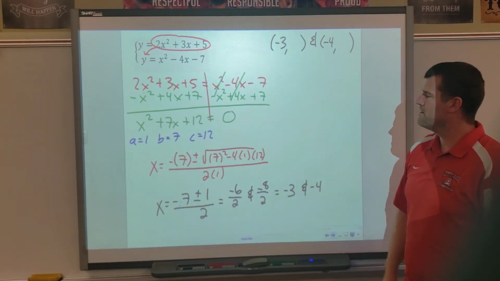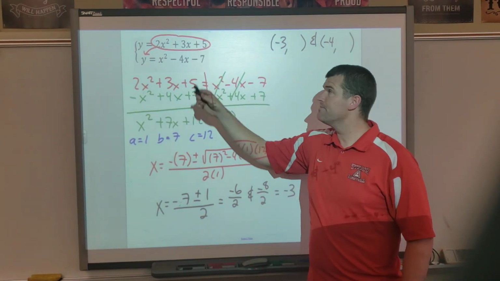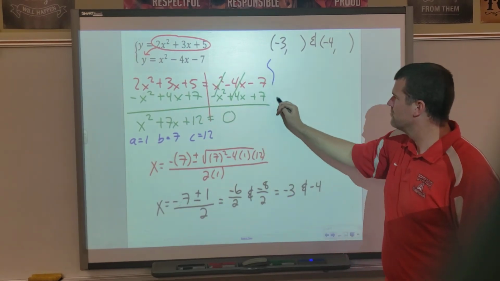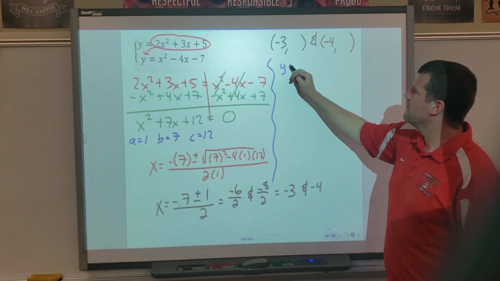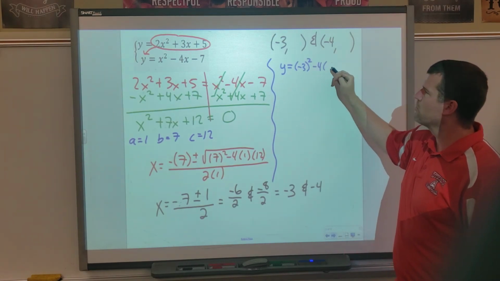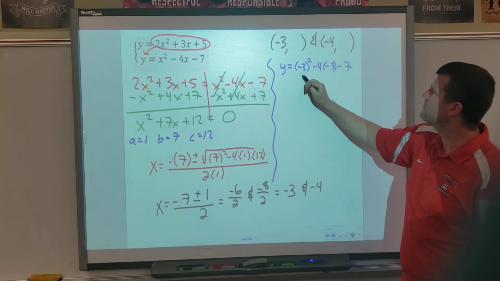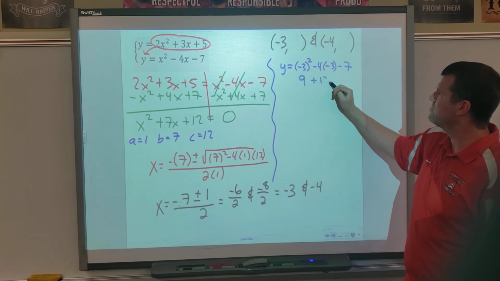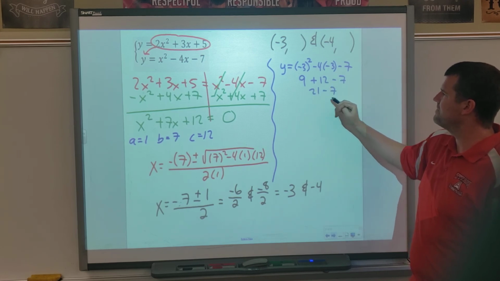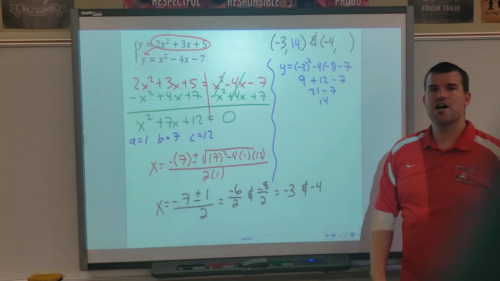We got to do some algebra here. We're going to plug in -3 into either equation. I'm going to go ahead and choose this second one. Looks a little bit more simple. So I'm going to do y equals -3 squared minus 4 times -3 minus 7. So that's 9 plus 12 minus 7. 21 minus 7, 14. So -3 comma 14.